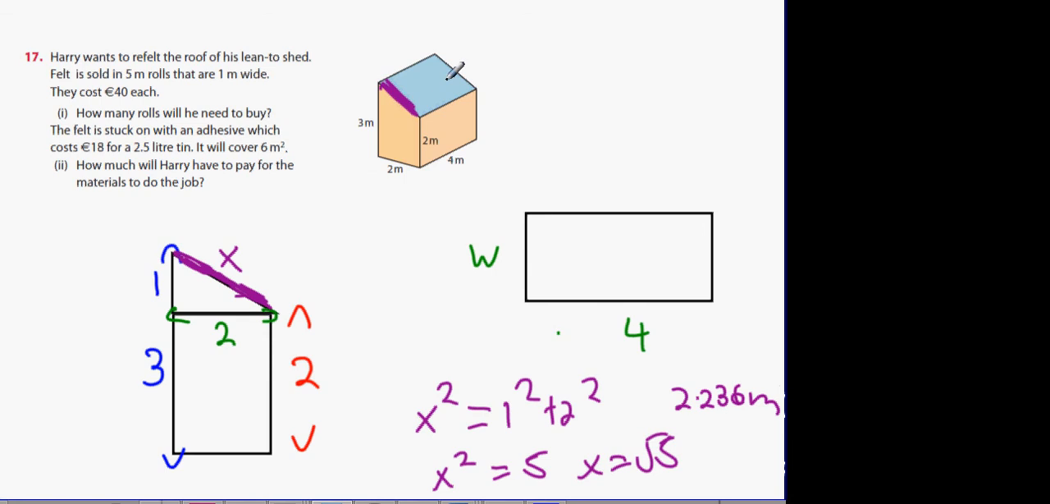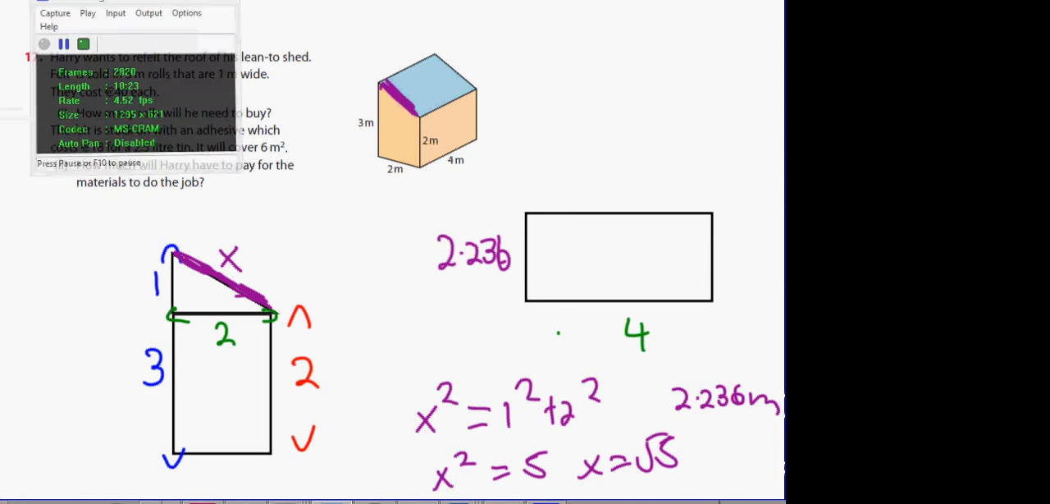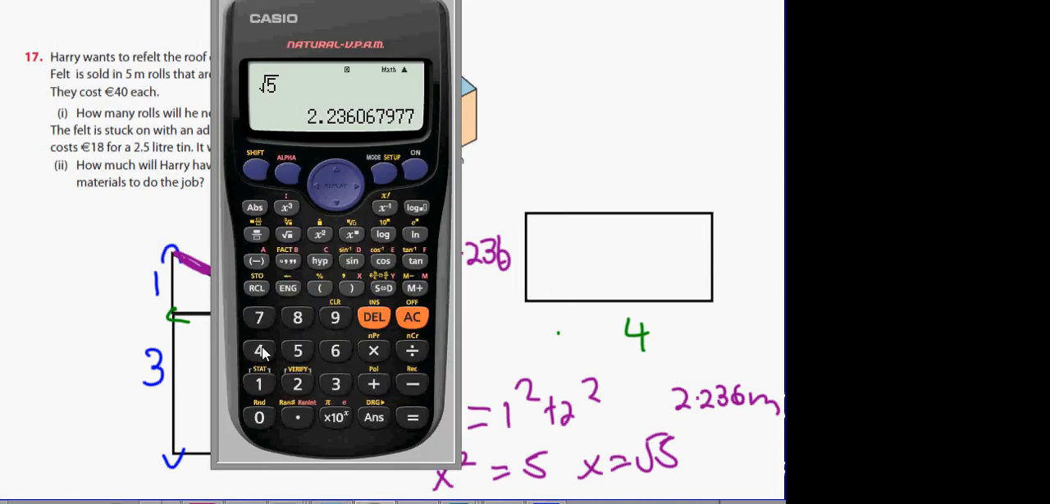Now guys, we know the width is 2.236. What's the area of the roof? Multiply length by width. So it's going to be 4 multiplied by root 5, which is going to be 8.944.